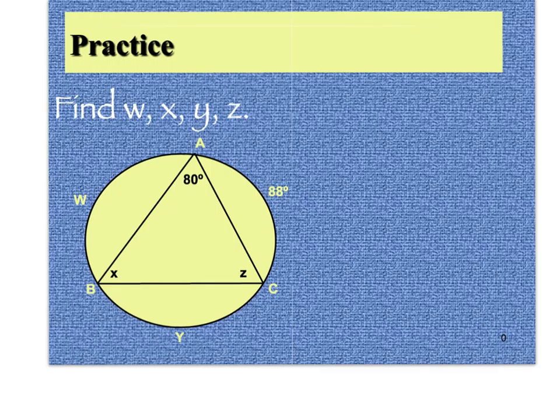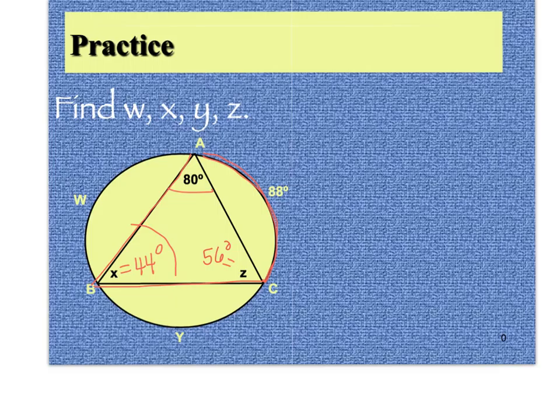Okay, we need to find W, X, Y, and Z. I have some chords in here that are connected and create a triangle inside the circle. I have a central angle here, ABC. Here's the arc AC that it intercepts, so that means that angle is equal to 88 degrees divided in half. So this is 44 degrees. I have two angle measures now. I can subtract their sum from 180 and get angle Z. That is 56 degrees.